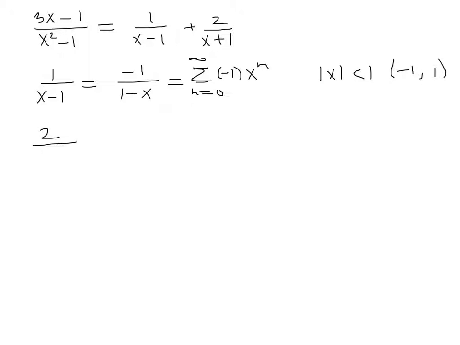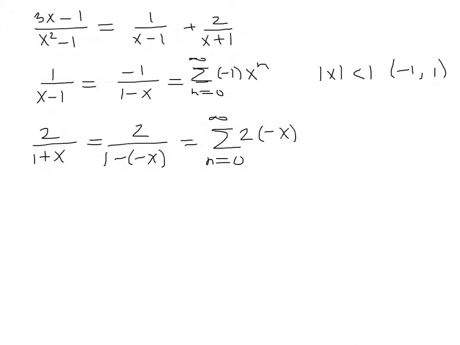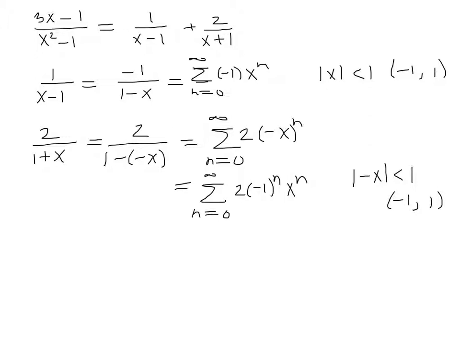Now 2 over 1 plus x is a little bit harder, but not ridiculous. 2 over 1 minus negative x. So that will equal a sum from n equals 0 to infinity of 2 times negative x to the n, which is the same thing as a sum from n equals 0 to infinity of 2 times negative 1 to the n, x to the n, and this also converges if the absolute value of negative x is less than 1, which is the same thing as x being between negative 1 and 1. Now (3x minus 1) over (x squared minus 1) will be given by the sum of these two added together.